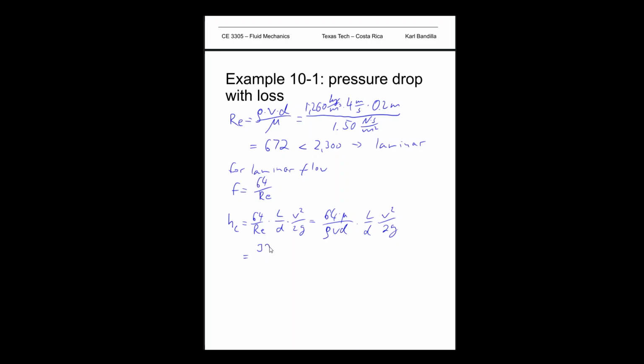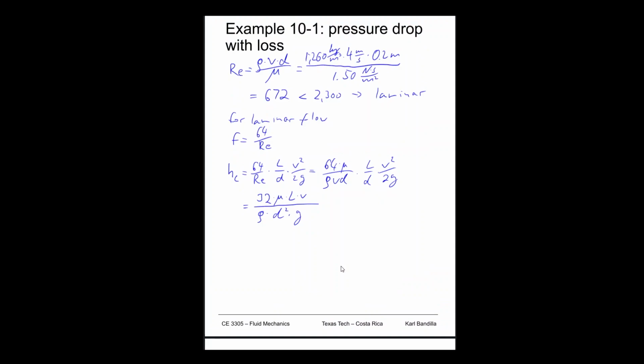So we have 32 times mu times L. Now one V cancels out, so times V, divided by rho, we get the 2D, so D squared, and we get G. Oh, it makes it a little more compact to write. So if we plug that in, I'm not sure it's going to fit, so let's go to the next line.